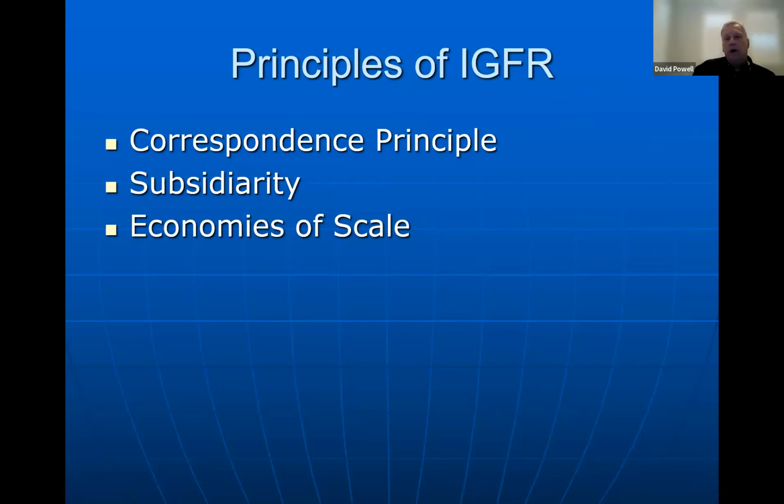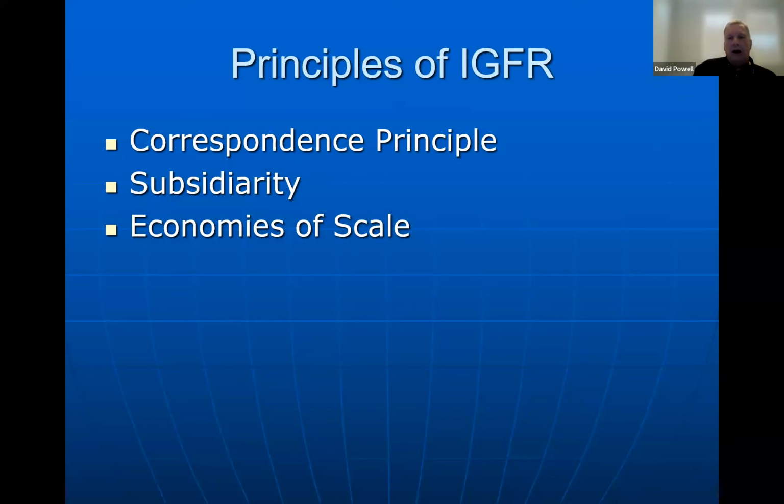Some of these principles argue in the opposite direction and argue for more of a centralization of authority and power. The first principle that underpins intergovernmental fiscal relations is known as the correspondence principle. The correspondence principle says that those governments and those individuals who are most impacted by a policy or a program should be the same ones who are involved in the decision-making for that policy or that program.